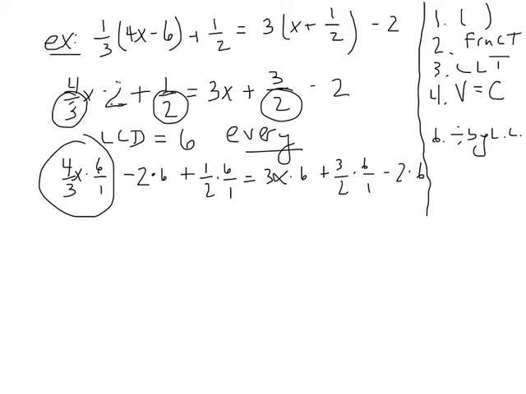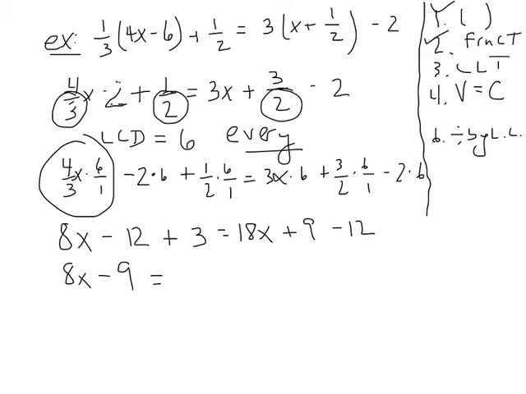When we clean up this first term, we have 24x over 3, which is simply 8x. Here we get minus 12. In the third term, we get 3. On the other side, we get 18x plus 9 minus 12. Notice now we've done the first two steps. Check, check. Parentheses are gone, fractions are gone. Now it's a very simple problem to combine like terms. Negative 12 plus 3 is negative 9, and 9 minus 12 is negative 3.